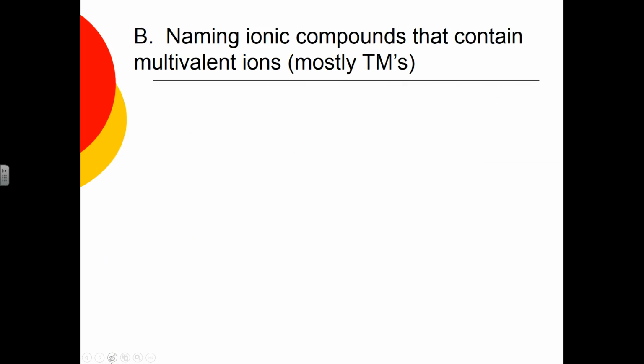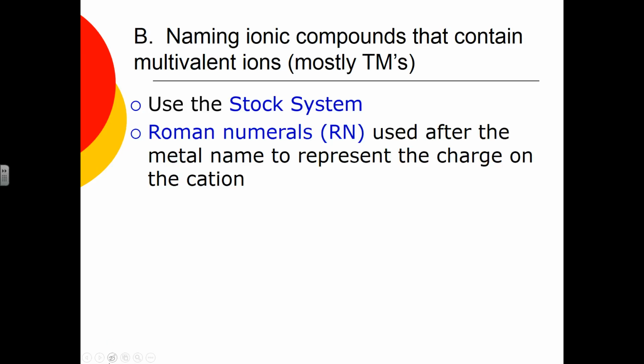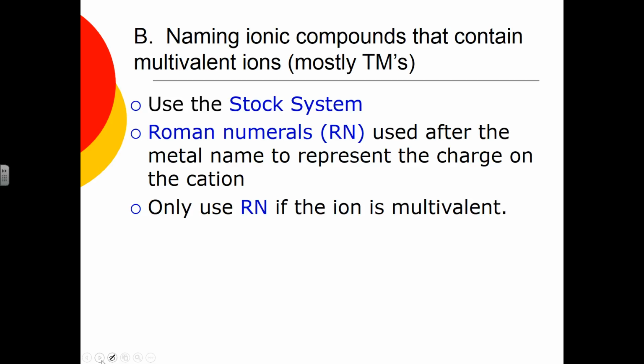Now what about if you have an ionic compound that contains a multivalent ion? Now remember, those are mainly your transition metals that are multivalent. Of course, tin and lead also are included there. When we name this type of ionic compound, we use a system called the Stock system. That means you use Roman numerals. I will abbreviate Roman numerals RN. We use Roman numerals after the metal name, and the Roman numeral represents the charge on the metal cation. It gives it the specific charge, so there's no question as to what charge was used in the formula.